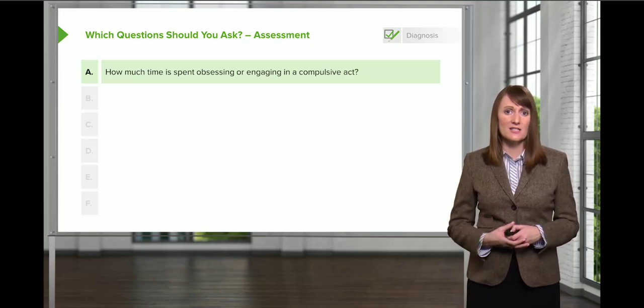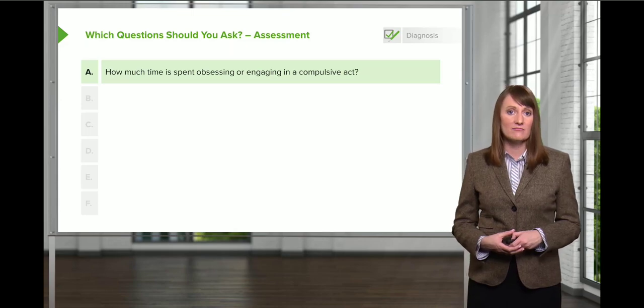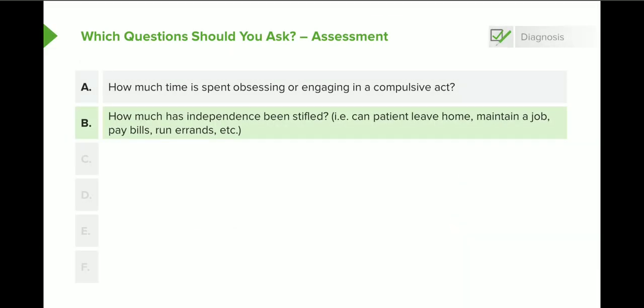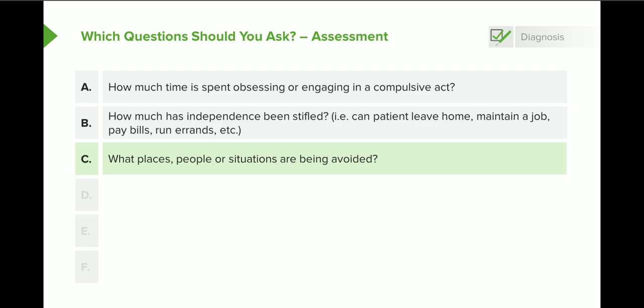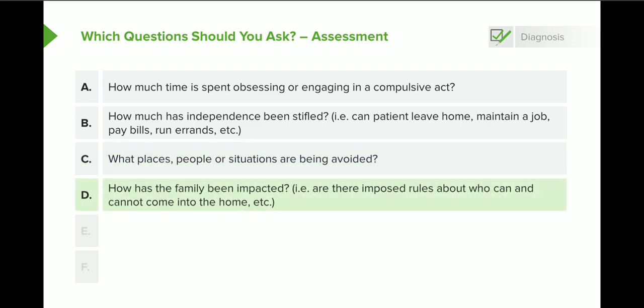How much time is spent obsessing or engaging in a compulsive act? How much has independence been stifled? So, for example, can an individual no longer leave their home because of their obsessions and compulsions? Have they lost their jobs, lost the ability to run errands, that kind of thing? Also, what places, people, or situations are being avoided? Ask, how has the family been impacted?